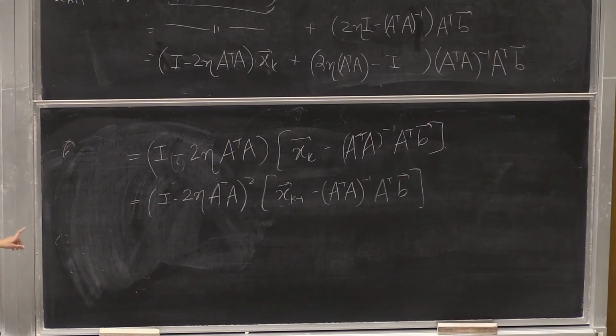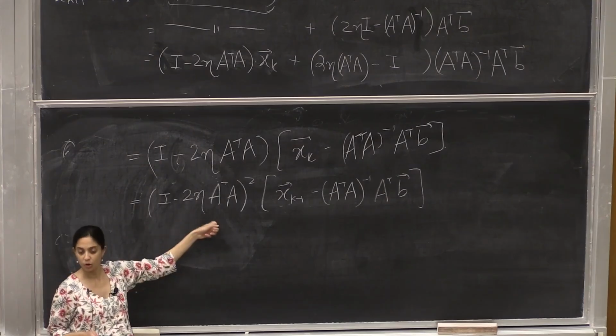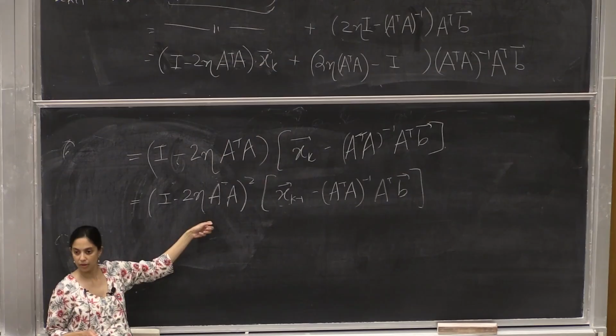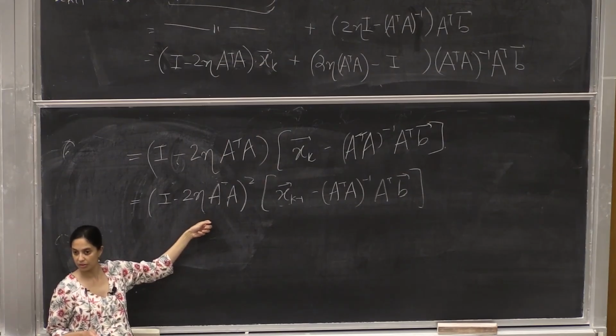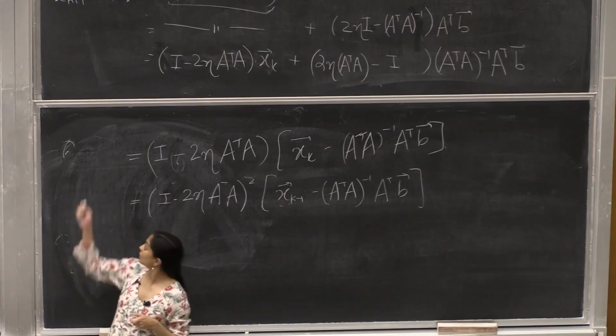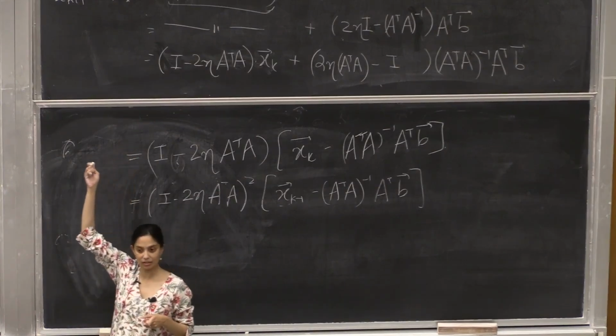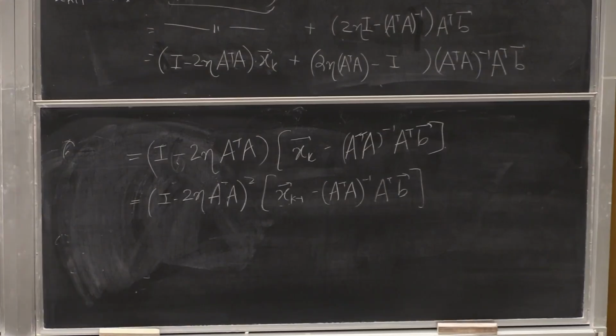Does everyone see this? So now as I keep going, if I know that this matrix has eigenvalues that are all smaller than 1, what is this matrix going to converge to? This matrix is going to converge to 0. Does everyone see that? Therefore, what is x going to converge to? Exactly x star, right? As k goes to infinity, I'm going to converge exactly to A transpose A inverse A transpose B.